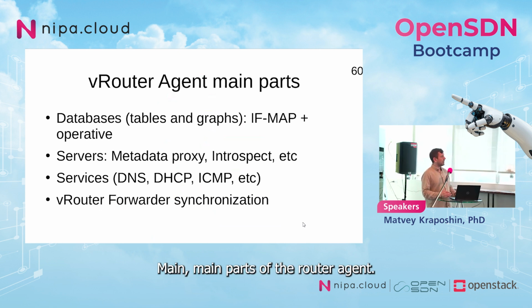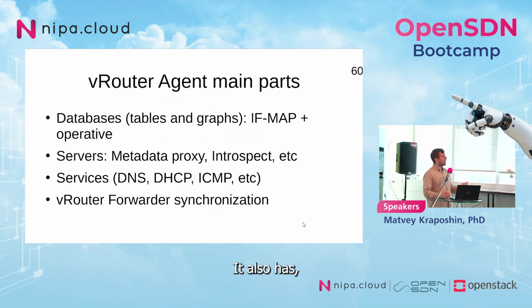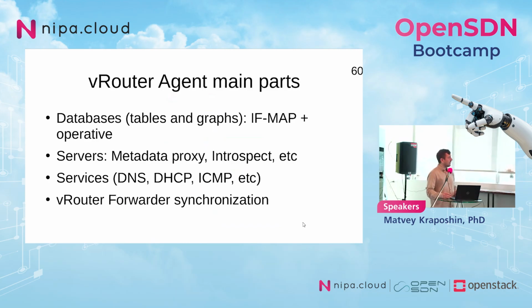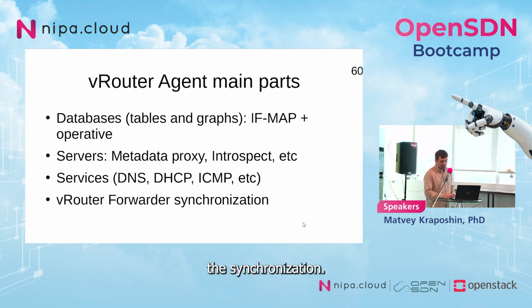Main parts of the route agent are the ifmap database. So like a controller, it has an ifmap database. It has an operative database. It also has a bunch of servers and proxy servers like metadata proxy, introspect, and so on. And it also has parts associated with the vrouter forwarder synchronization.